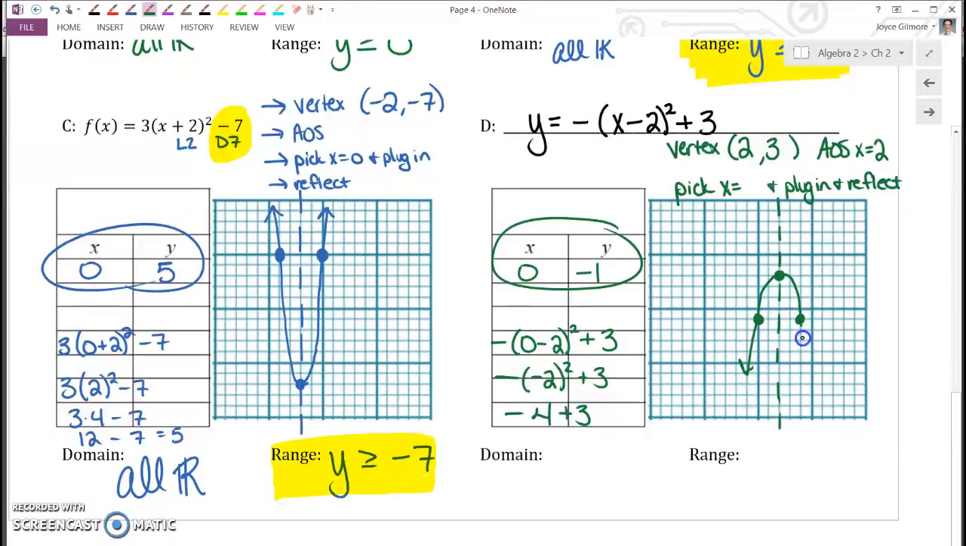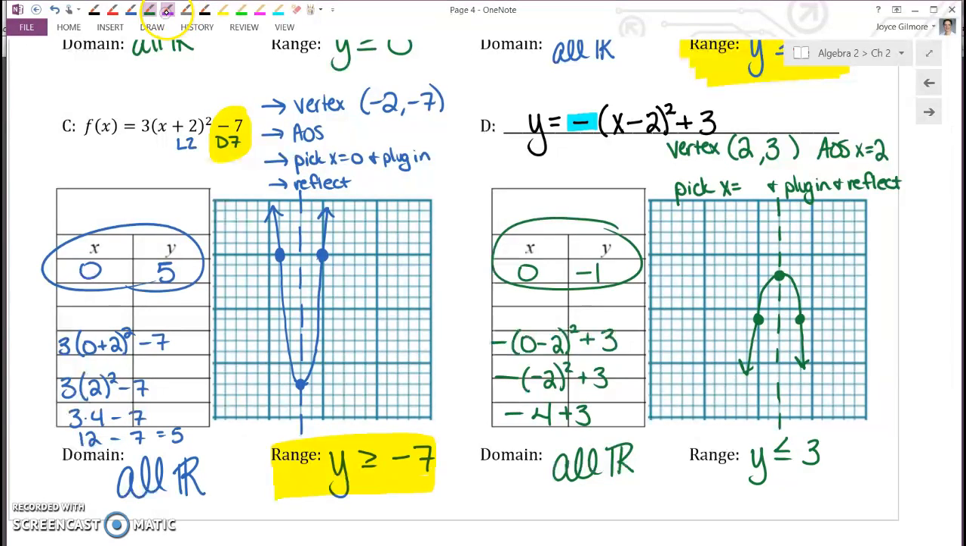What you might notice is this parabola opens downward because there's a negative in front of it. My domain is all real numbers. The range. I know that this graph moved up 3, so I know the number is going to be 3, but because the graph flipped, all of those y values are not bigger than 3. Those y values are now less than or equal to 3.